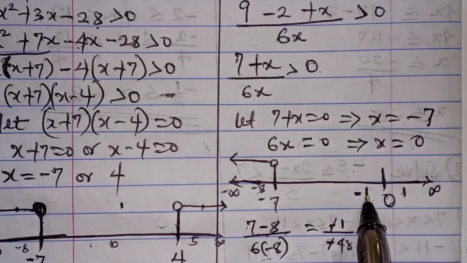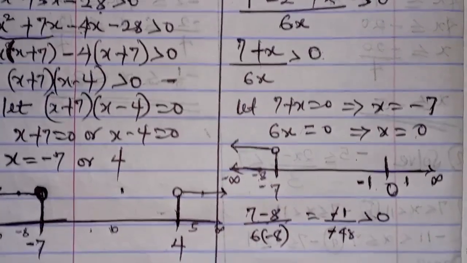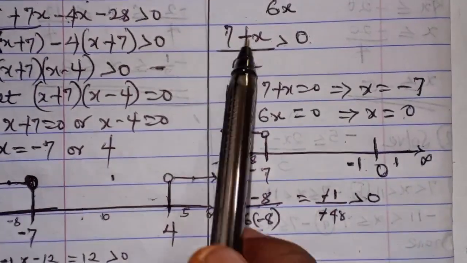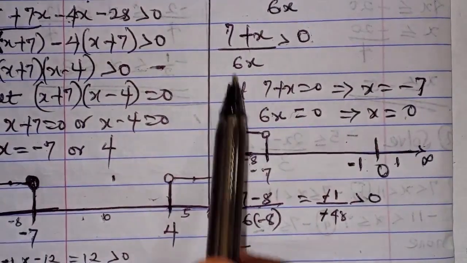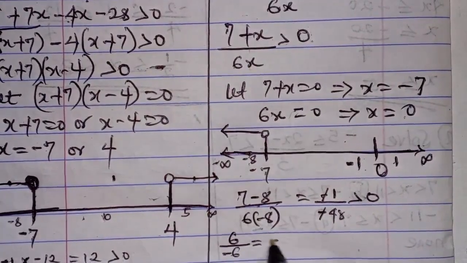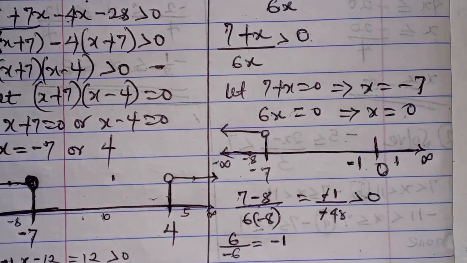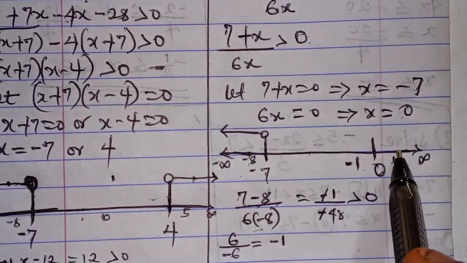If I plug in minus 1 here, it will be okay, 7 minus 1, which is 6. Then 6 times minus 1, which is minus 6. This will give me minus 1. And minus 1 is not greater than 0. It is less than 0. So this region will not satisfy the inequality. Of course, this one will satisfy it.